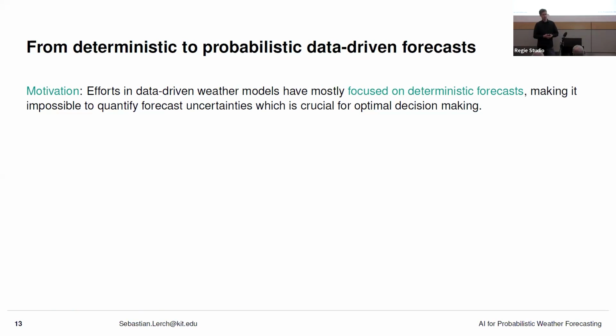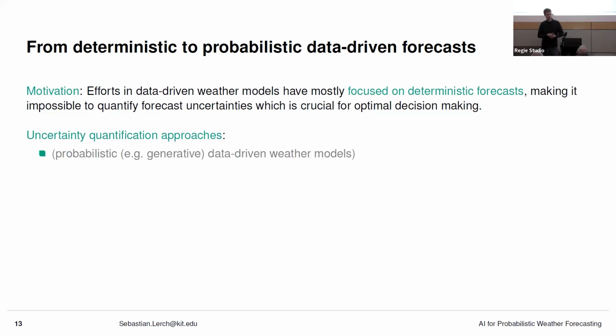Most of the efforts that you have seen before have been focused on deterministic forecasts, so just one model run of the AI model, making one deterministic point-valued forecast. However, this makes it impossible to quantify forecast uncertainties, which is very important in different applications. So the question we are interested in is how do we quantify uncertainty from these data-driven weather models?